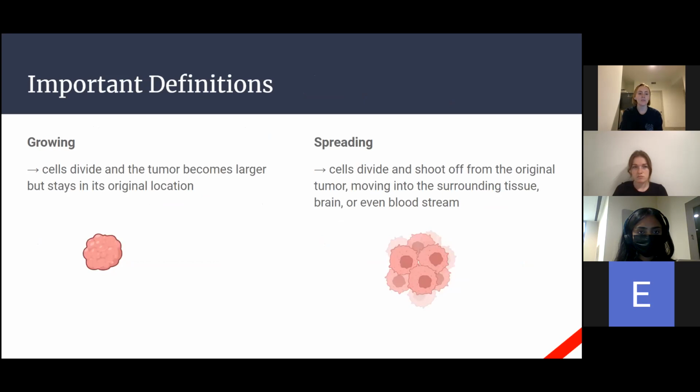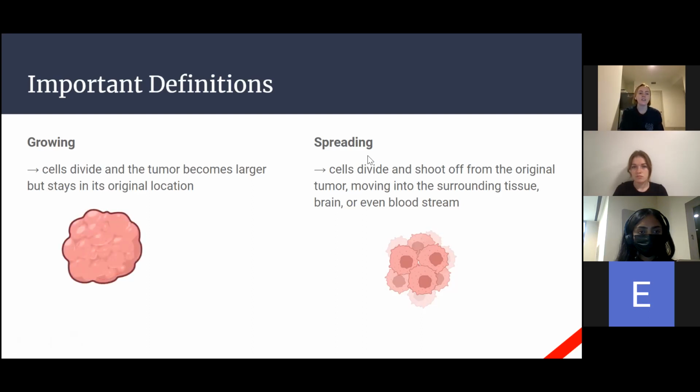So, important definitions. Growing and spreading are what we just talked about. With growing, the cells are dividing and the tumor is getting larger, but it's staying in the original location. Like you see over on the left, a really well-defined ball. You can see the borders and it's clear. This is growing. You have the same ball of tumor cells and it's getting bigger, but it's still in the same spot, same shape. It's not changing a whole lot.